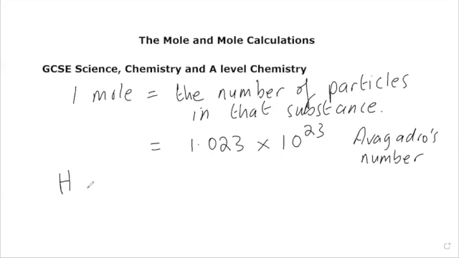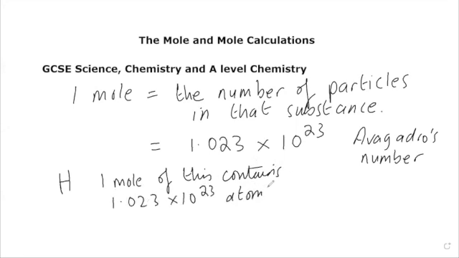And for example, if we take hydrogen, 1 mole of hydrogen will contain 1.023 times 10 to the 23 atoms. It's just a way of describing how many atoms there are. Just like you use 1 dozen means 12, 1 mole means that many atoms.